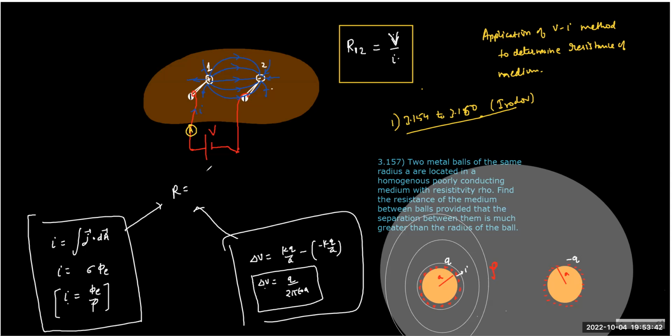So R of the medium is how much? Current is a constant quantity, so the current through the nearest surface area is the same throughout the medium, isn't it? So the net current we can always find like this. So R equals delta V by I. And the answer is how much? And flux we know, Q by epsilon naught itself is the flux through the surface. So it will get cancelled. I missed A somewhere.